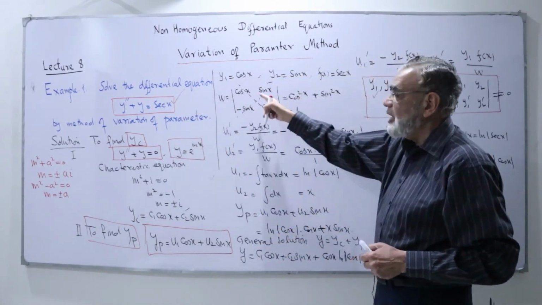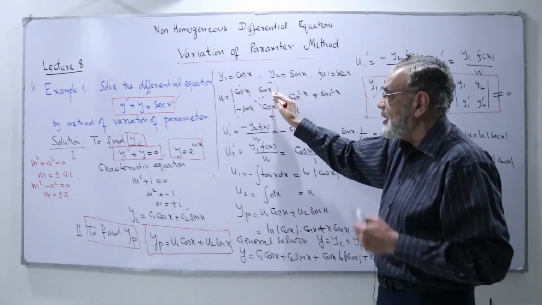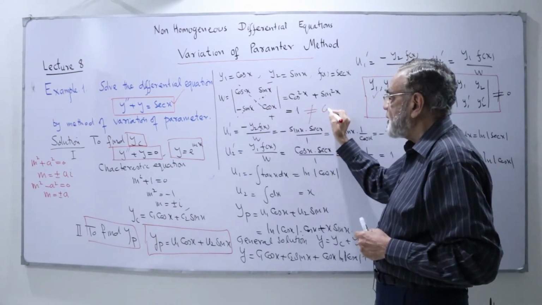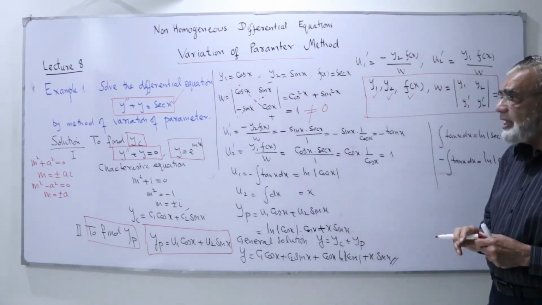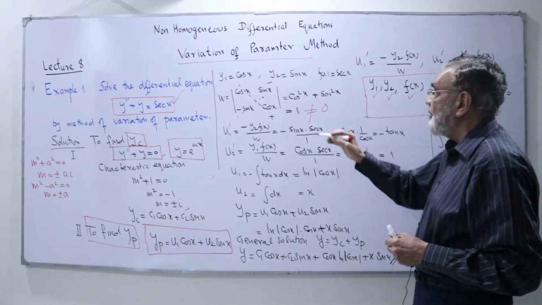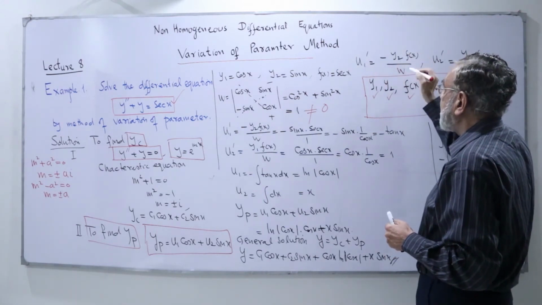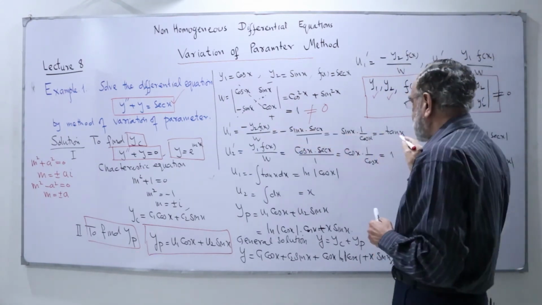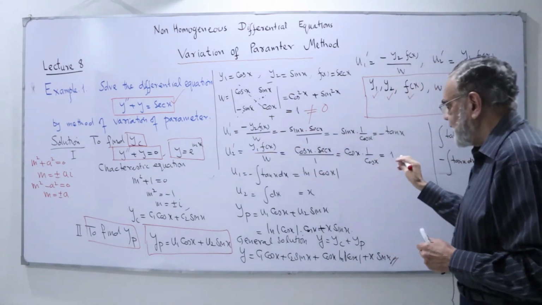Now I want to find W. That's the Wronskian. We have y1, y2, y1 dash, y2 dash. We solve it and we get 1, which is not equal to 0. We can solve it with the help of Cramer's rule. In Cramer's rule, we have u1 dash is W1 over W, u2 dash is W2 over W. We get u1 dash equal to minus tangent x, and u2 dash equal to 1.